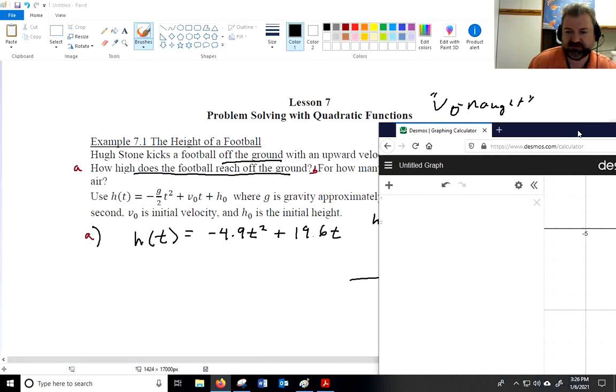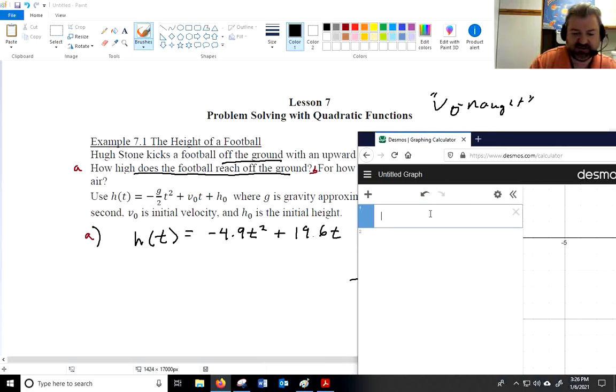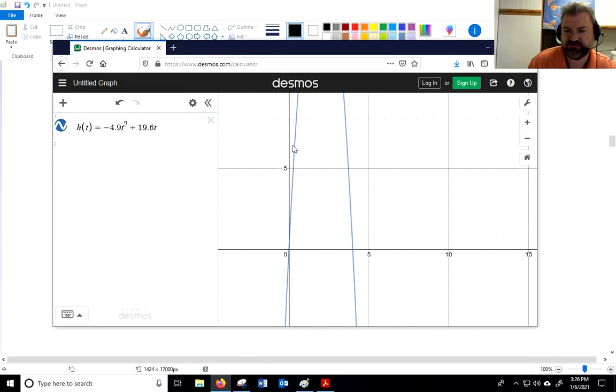So I'll be using Desmos again. You can use whichever graphing calculator you like. And I think you can actually say h of t if you really want to keep it the same. And it should graph it. Okay, so there it is.